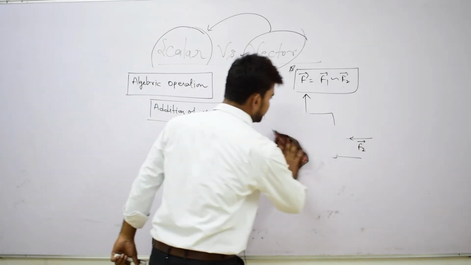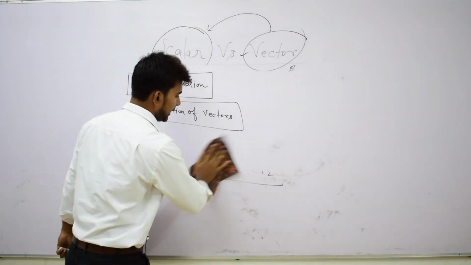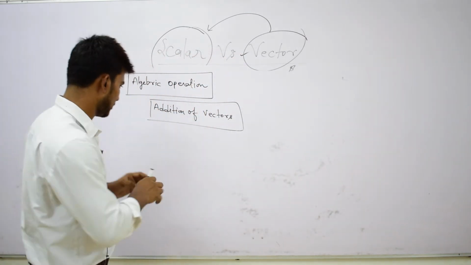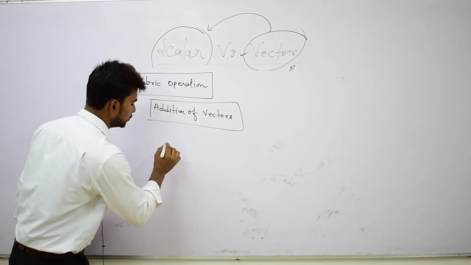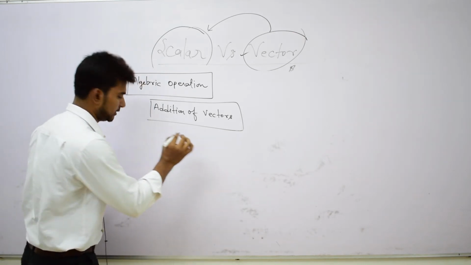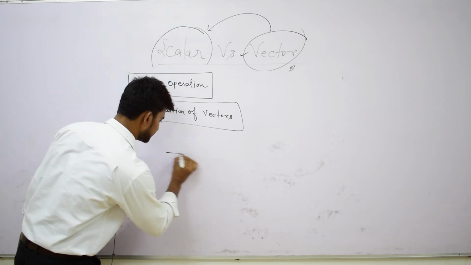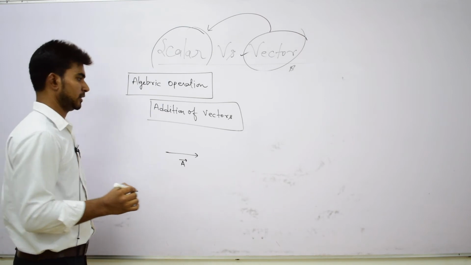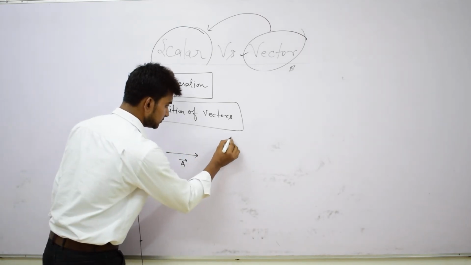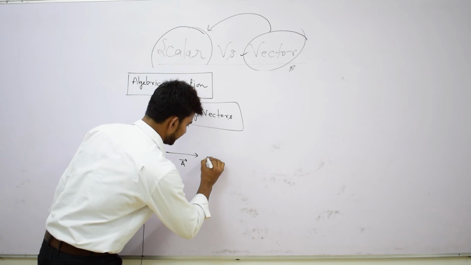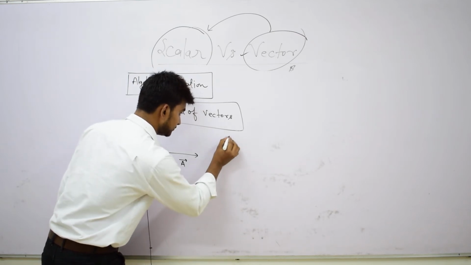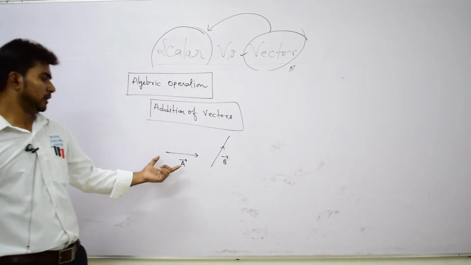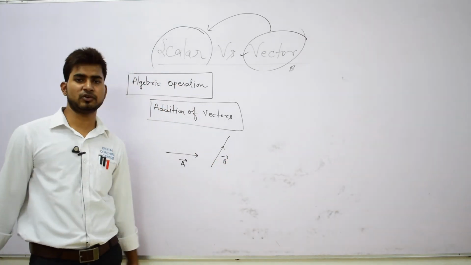Okay, so now you have to see addition of vectors by the graphical method. As I earlier told you, every vector is represented by an arrow. So let's suppose this is our vector A. And the other vector I am taking is vector B. This is the direction of vector A and this is the direction of vector B.